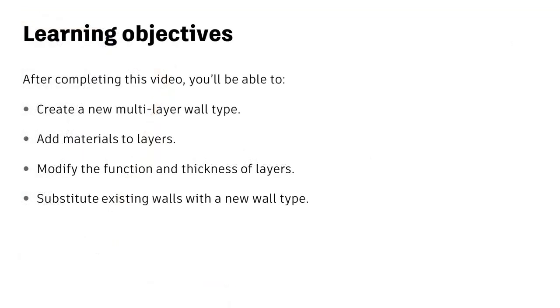The objective of this video is to create a new wall type with multiple layers. To do this, we will use the technique of duplicating an existing wall type and editing it to add the required layers to the wall. We'll assign materials, thickness and function to the layers to define the build-up of the wall, and finally we will select the existing external walls in the model and swap them for the new wall type.